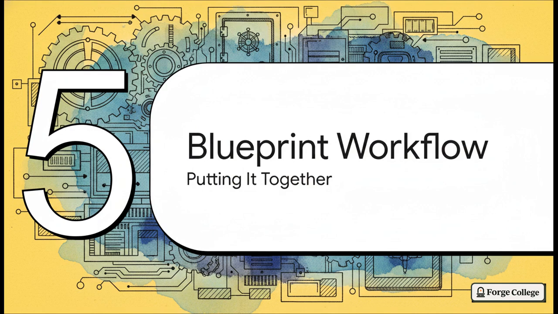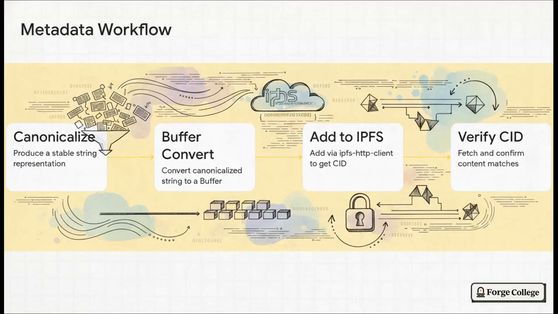Finally, we reach section 5, our blueprint workflow. Let's put it all together. So let's see how all this builds into an actual development process. We're going to walk through the JavaScript logic step by step to see how we turn these abstract concepts into a verifiable deterministic workflow.